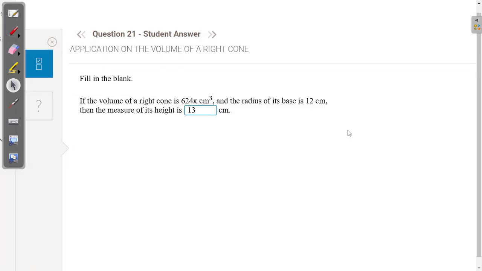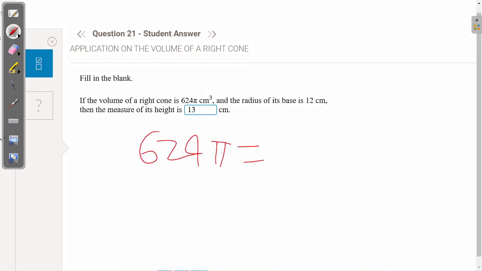This is the same thing, so we do 624 pi equals 1 over 3 pi times 12 squared times the height. This cancels, so then you do 624 divided by 1 over 3 times 12 squared, you'll get 13.